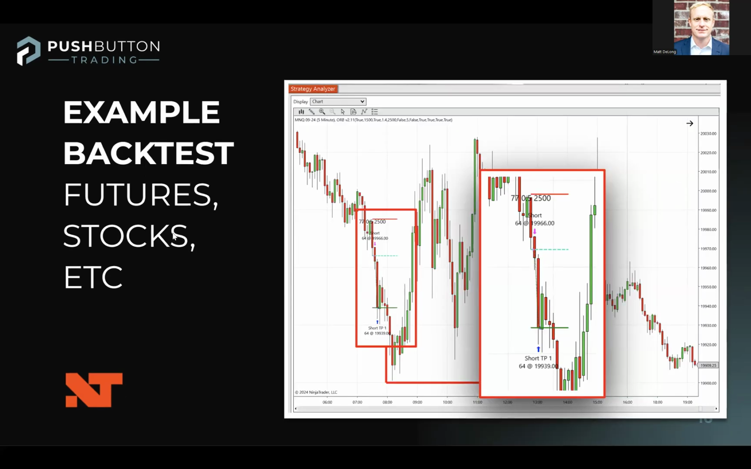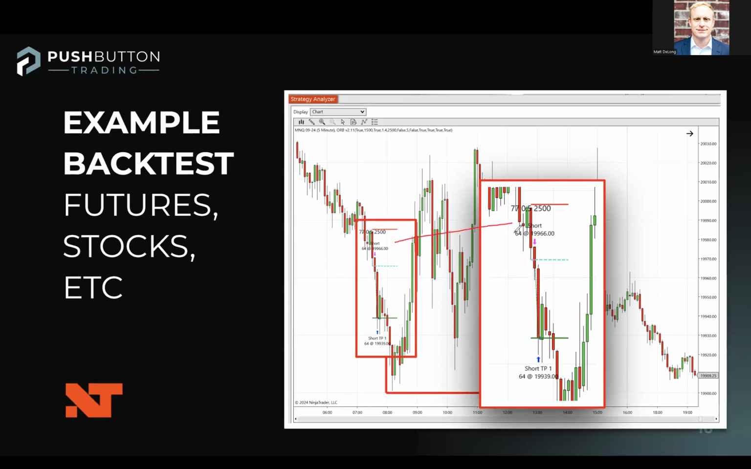So not only that, but this back testing tool that we've built into NinjaTrader, the back testing can also show us, this is a zoomed in view, also of our entry, our stop loss, and our take profit.